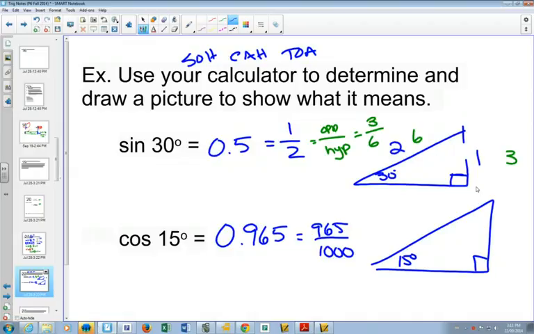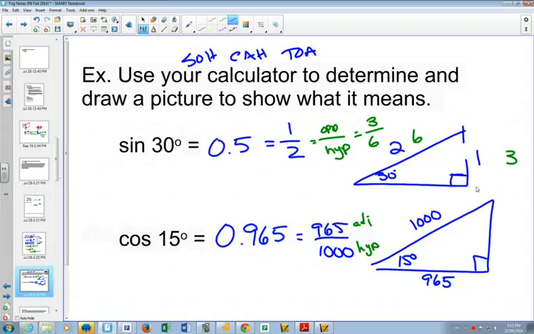Well, cos is adjacent over hypotenuse. Now, if I'm talking about the 15 degrees, where's my hypotenuse going to go? Always opposite 90 degrees. And where am I going to put the 965? On the bottom or on the side? On the bottom. And it doesn't matter how big or how small that triangle is, if this is 15 degrees, this divided by this will always give you 0.965.